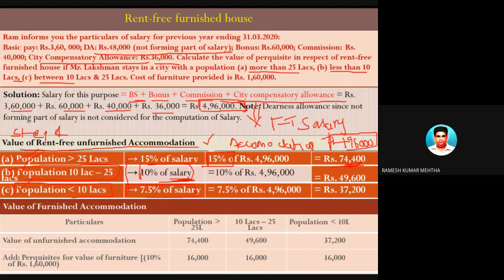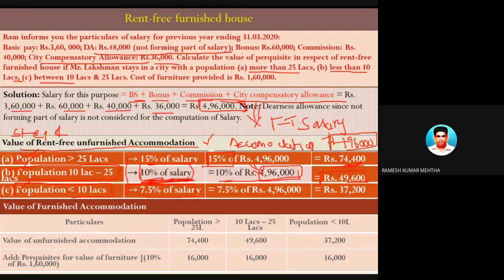Then the value of the accommodation, or the value of the perquisite, is equal to 10% of salary. Already I have calculated salary. Salary is basic salary plus DA plus commission plus bonus plus fees plus taxable part of allowances plus monetary benefits plus other things, excluding provident fund and perquisite. So DA I am not taking. Already I have told why I am not taking, because it doesn't form a part of salary. So already we have calculated it's 4,96,000. So 4,96,000 into 10% is 49,600. So we have calculated the second condition.